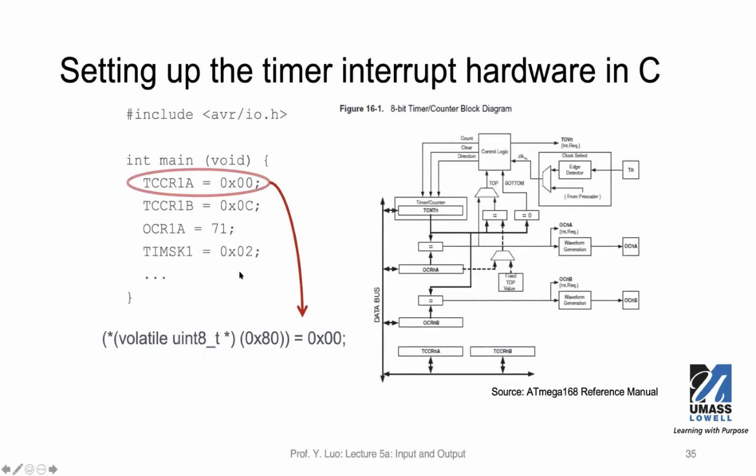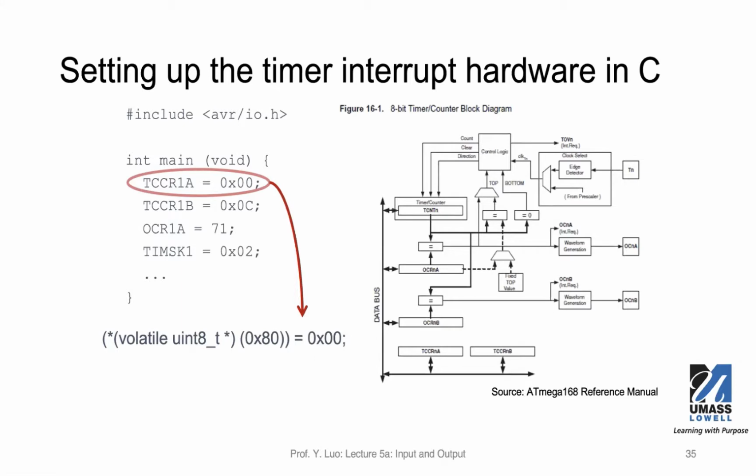Okay, so this slide summarizes what I just explained earlier, how this line is going to be eventually translated into C code. So there's a few macro definitions, but essentially we're going to use this 80 as the memory map address so that we can refer to that control register for timer 1.